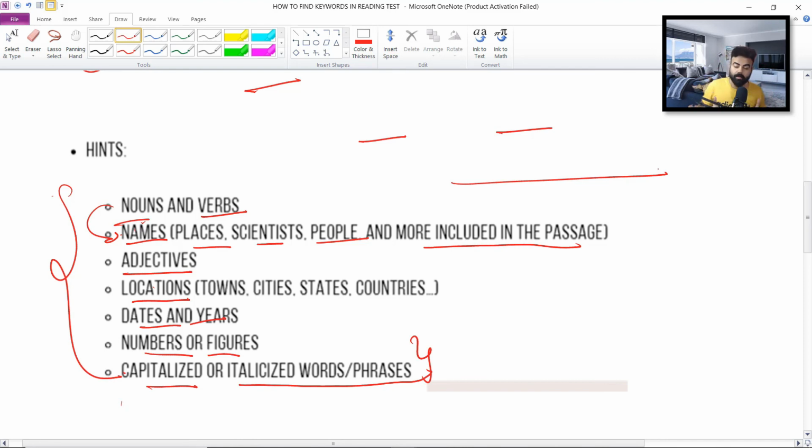So where exactly are you going to highlight these words? In the question statement in the reading test. I'm referring here to the reading test. So in the question statement, or in the MCQs, in the options of the multiple choice questions. That's where you need to highlight.